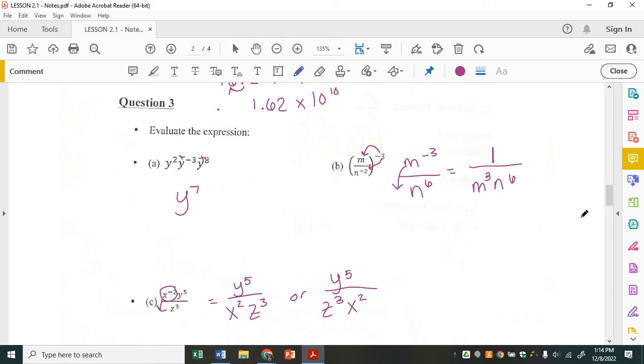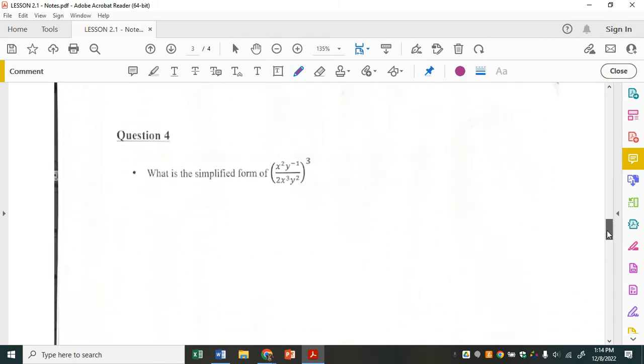I'm almost positive that your packet's printed out of order. So question 4 is actually on the back of your packet. Okay, so flip to the back of your packet and then we'll go back into it. The back page should have question 4 on it.